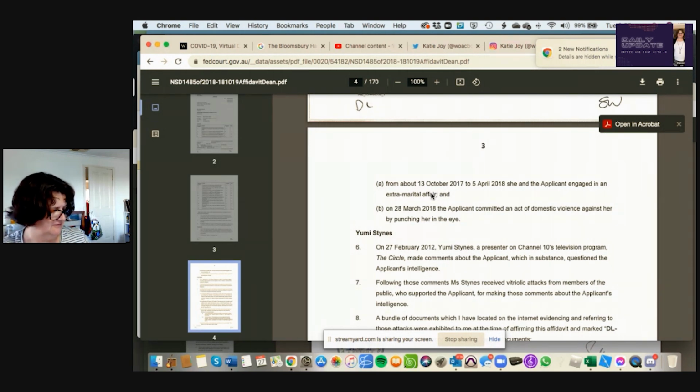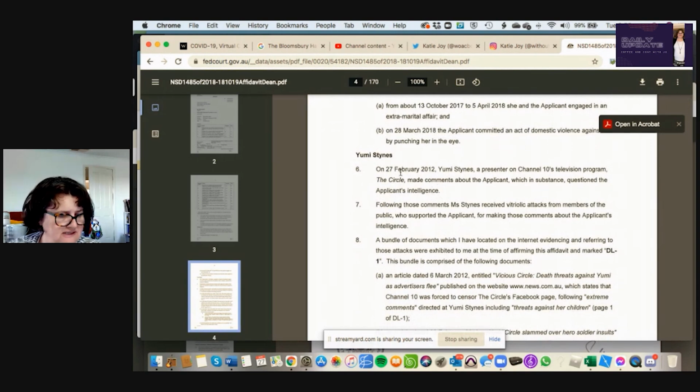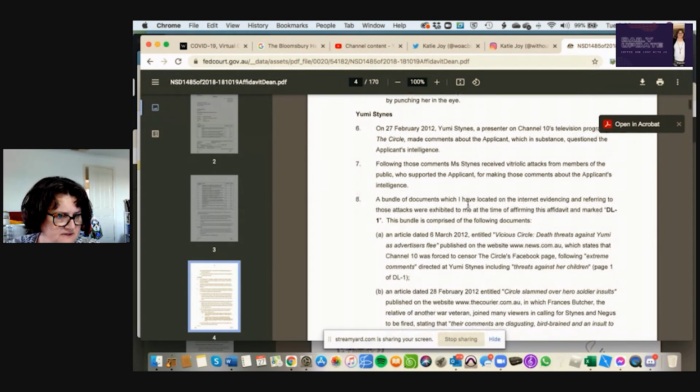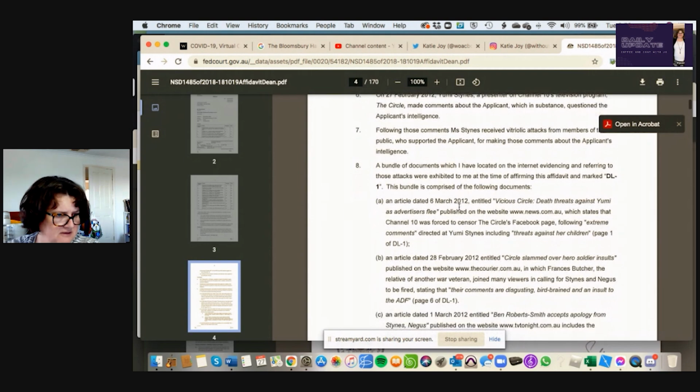There was DV. So from about the 13th of October to the 5th of April 2018, the applicant engaged in an extramarital affair. And on March 28, 2018, the applicant committed an act of domestic violence against her by punching her in the eye. On February 27, 2012, Yumi Stains, presenter of Channel 10's television program The Circle, made comments about the applicant, which in substance questioned the applicant's intelligence. Following those comments, Ms. Stains received vitriolic attacks from members of the public who supported the applicant for making those comments about the applicant's intelligence.